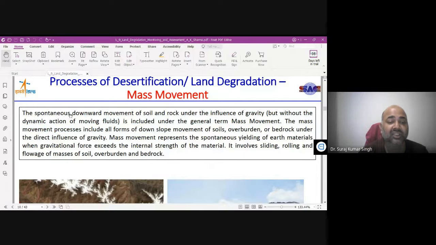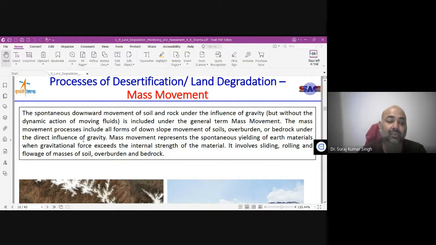So mass movement is the spontaneous downwards movement of soil or rock under the influence of gravity, meaning topography slope, but without the action of any moving fluid. There is no liquid involved in it, so it doesn't produce any kind of friction. That is classified under the term mass movement. Generally landslides, glaciers, and avalanches are mass movement activities.